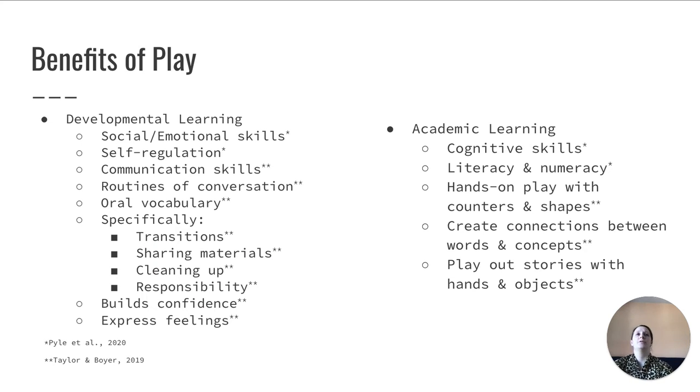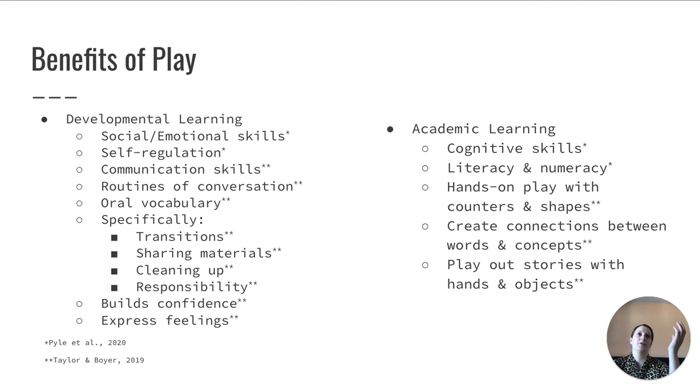Okay, so there are some benefits of play. There's developmental learning and there's academic learning. Developmental learning includes things like social-emotional skills, self-regulation, communication, and other important things they need to know in the classroom, like transitions, sharing materials, cleaning up, and being responsible. It also can build confidence and help them express their feelings and ideas.